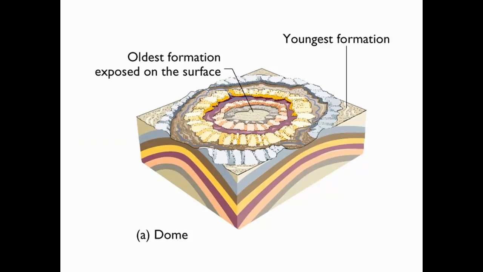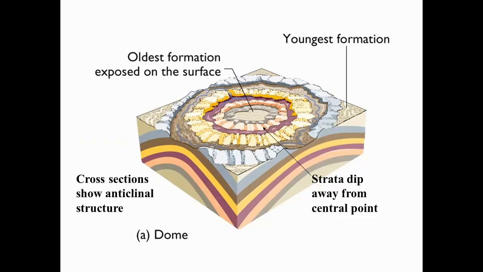And here's another perspective of a dome. Again, we see that the oldest formation exposed on the surface occurs right at the center, and the formations become progressively younger as we move away from that central point. And again, cross-sections show an anticlinal structure. And what's more, if you remember in the case of anticlines, strata tend to dip away from the hinge line. So too in the case of a dome, the strata dip away from the central point.